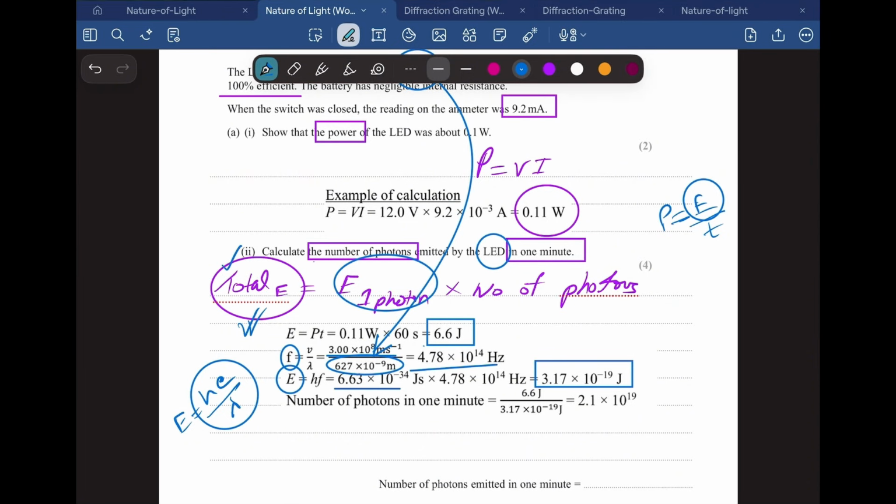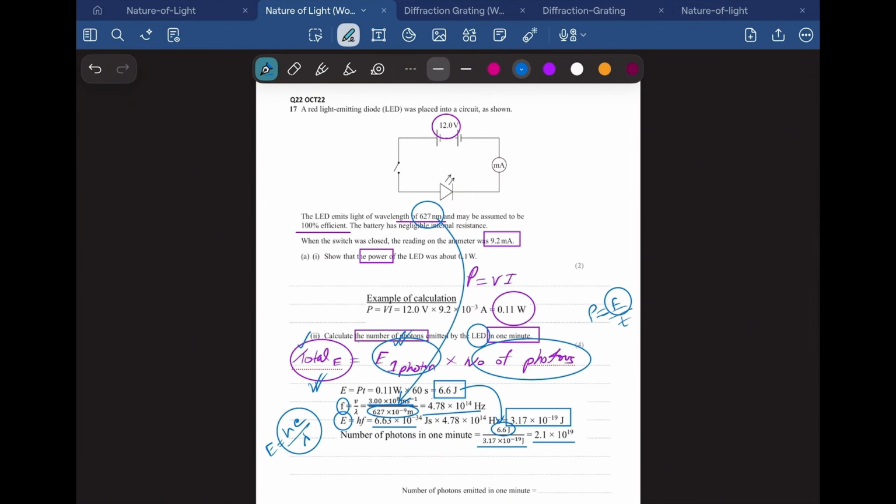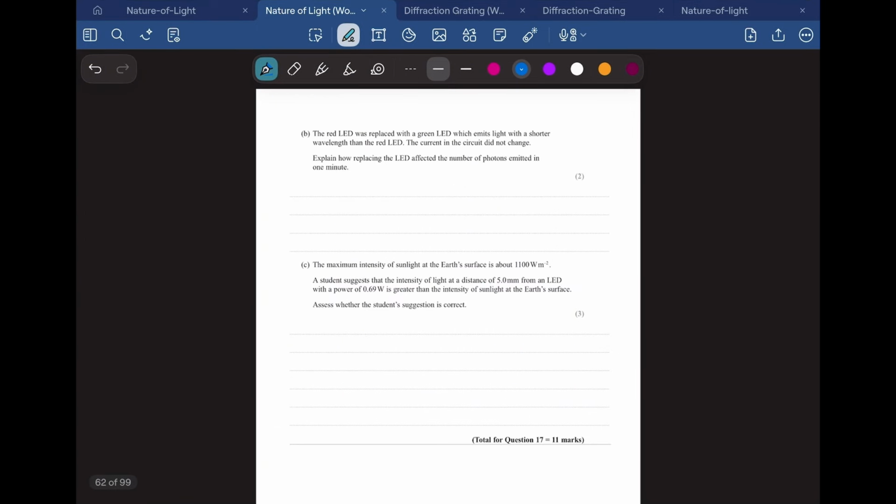You have the total energy, you have the energy of one photon as well. Now it's just a matter of figuring out the number of photons. You can just divide the total energy that you have figured out right here by the energy of one photon, and you will get the number of photons. It was a very easy peasy lemon squeezy question, but it is very important to be able to answer this question. Make sure you understand it well.